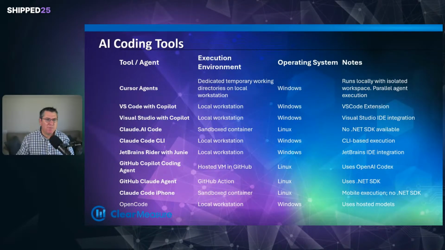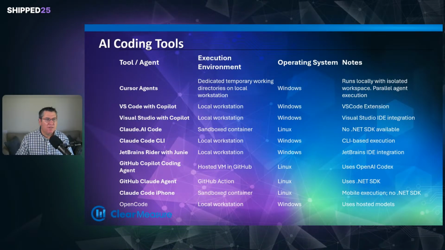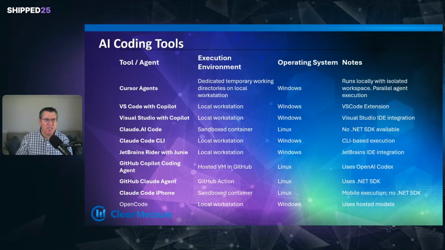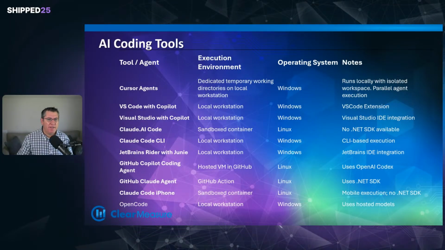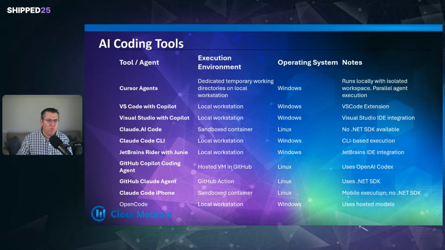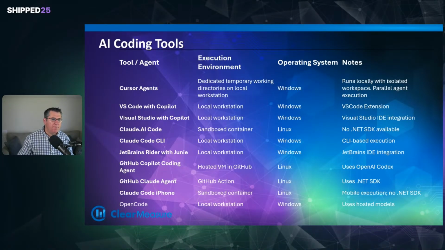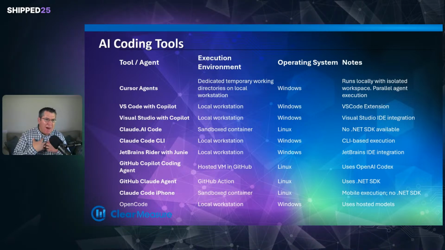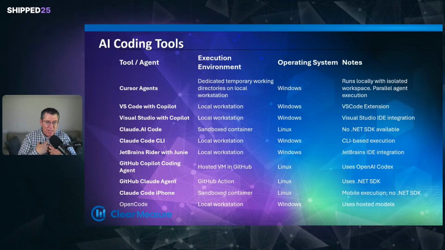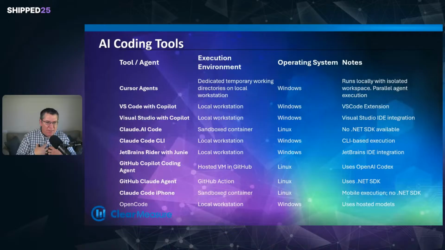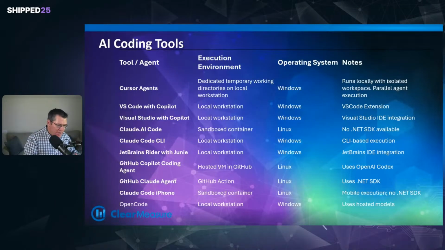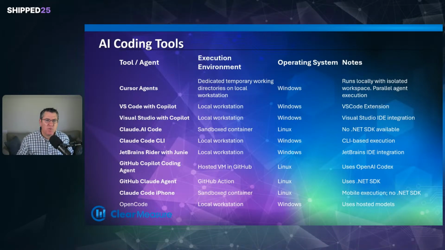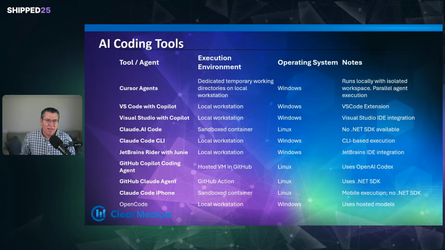So I want you to pay special attention to where this actually runs, the execution environment. And notice that some of them run on my workstation, the local workstation. VS Code, Copilot, Visual Studio with Copilot. When it's running on my computer, I'm running Windows. And if it's running on my computer, then it's running Windows. It has everything necessary for it. But look at the ones where the operating system is Linux.